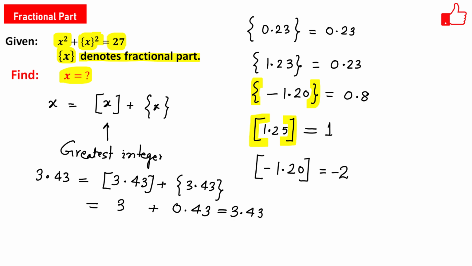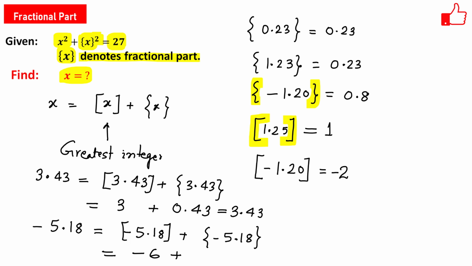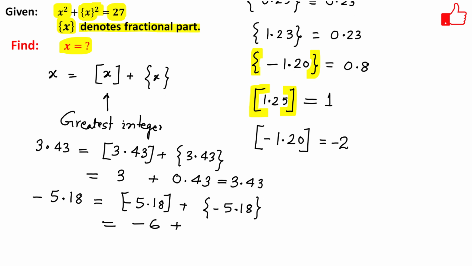This is true for negative numbers also. For example, let us say I have the number minus 5.18. In this case, you will have the greatest integer of minus 5.18, plus the fractional part of minus 5.18. So this is minus 6, but as I said, the fractional part will always be positive, so this is 0.72. This will again give 5.18 with a negative sign. So this formulation is true for negative as well as positive x. Another important point: the fractional part of x always lies between 0 and 1. It cannot be greater than 1 and it cannot be negative. So the fractional part of x square will also lie between 0 and 1.